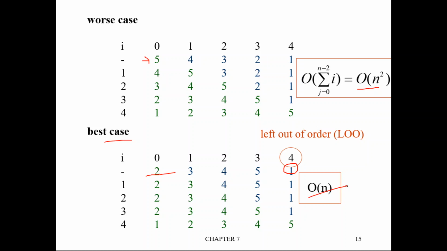For bubble sort also, if you see, the worst case time complexity is order of n square. Okay. Right. Fine. Let us stop here.